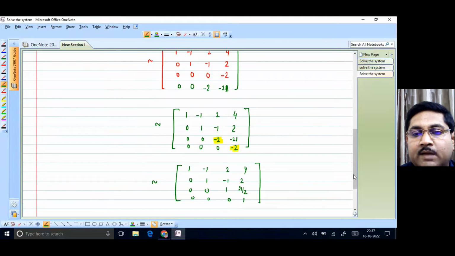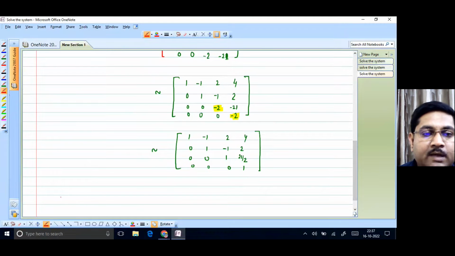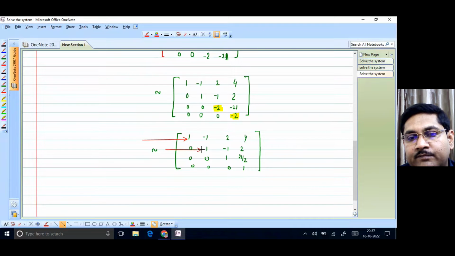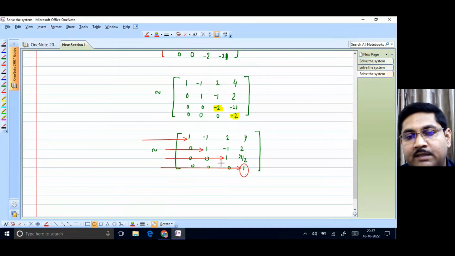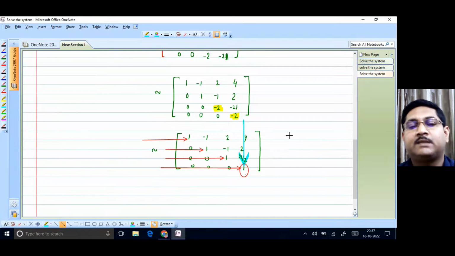So now let us look at the pivots. See, in the first row, this is my pivot. In the second row, this is my pivot. In the third row, this is my pivot. And in the last row, this is my pivot. So you can see the last pivot is in the last column. If I look at the last column, you can see the last column contains a pivot.